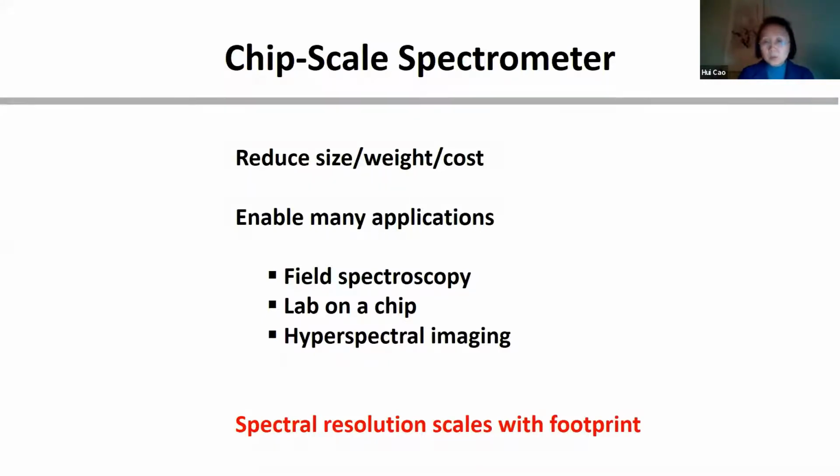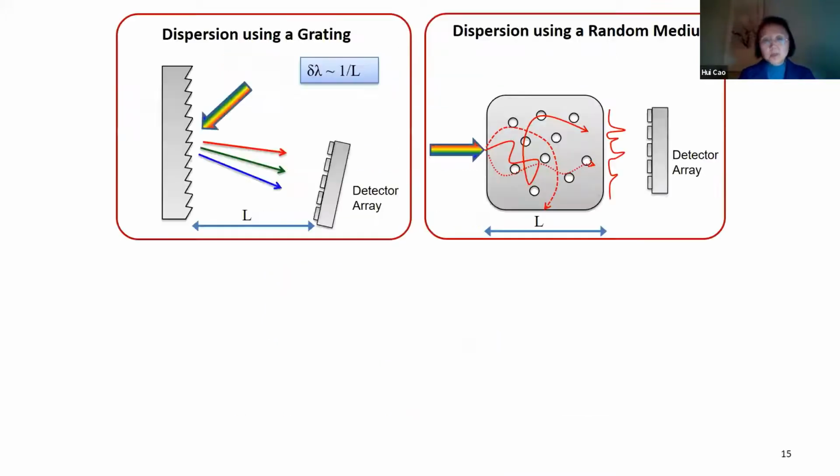But in order to do that, we know that if the size is further reduced, then the resolution will get very bad. So now the question is, how can we still have a good spectral resolution while having a very small footprint? In order to do that, we cannot use a grating anymore, because as I said, for the grating, the resolution scales as the size.